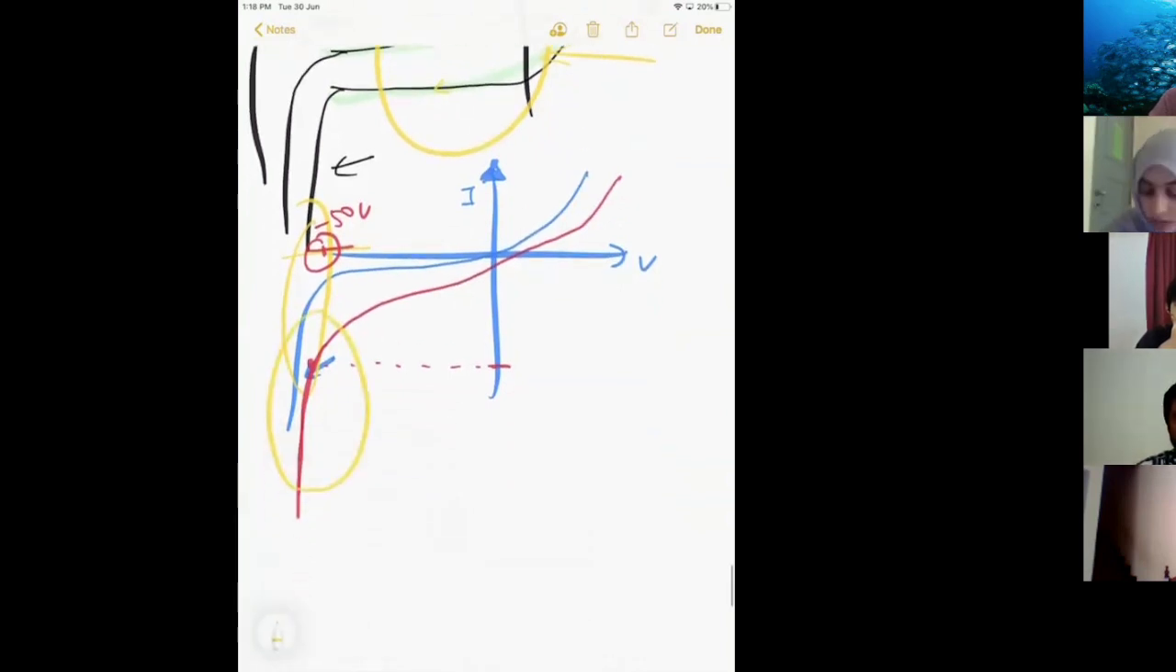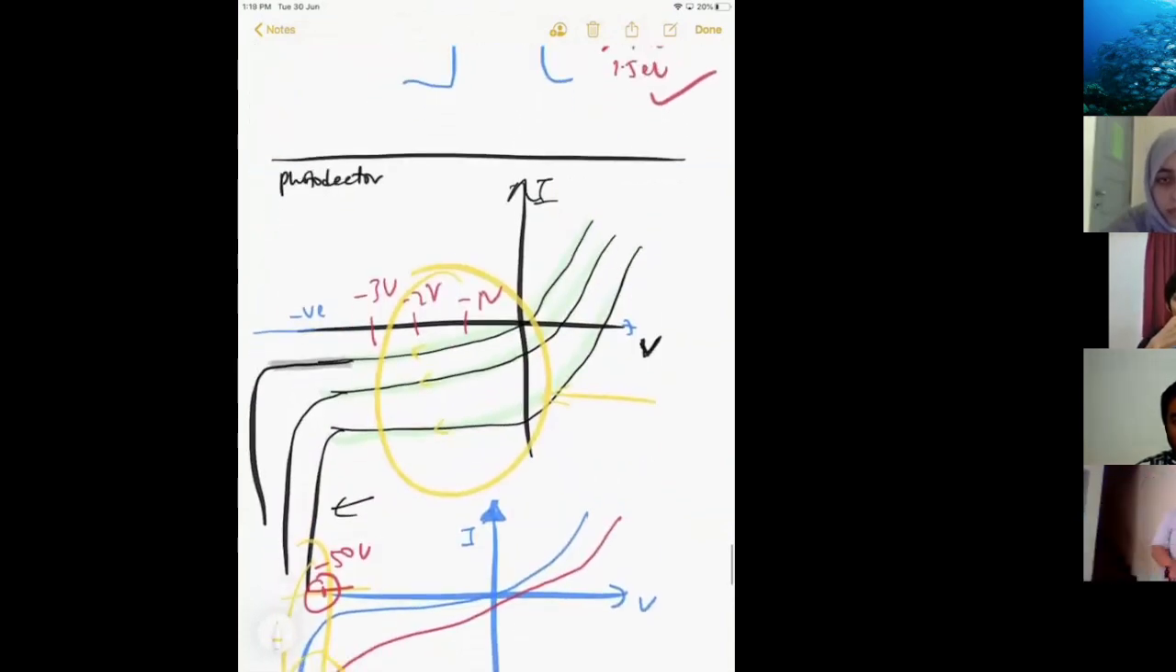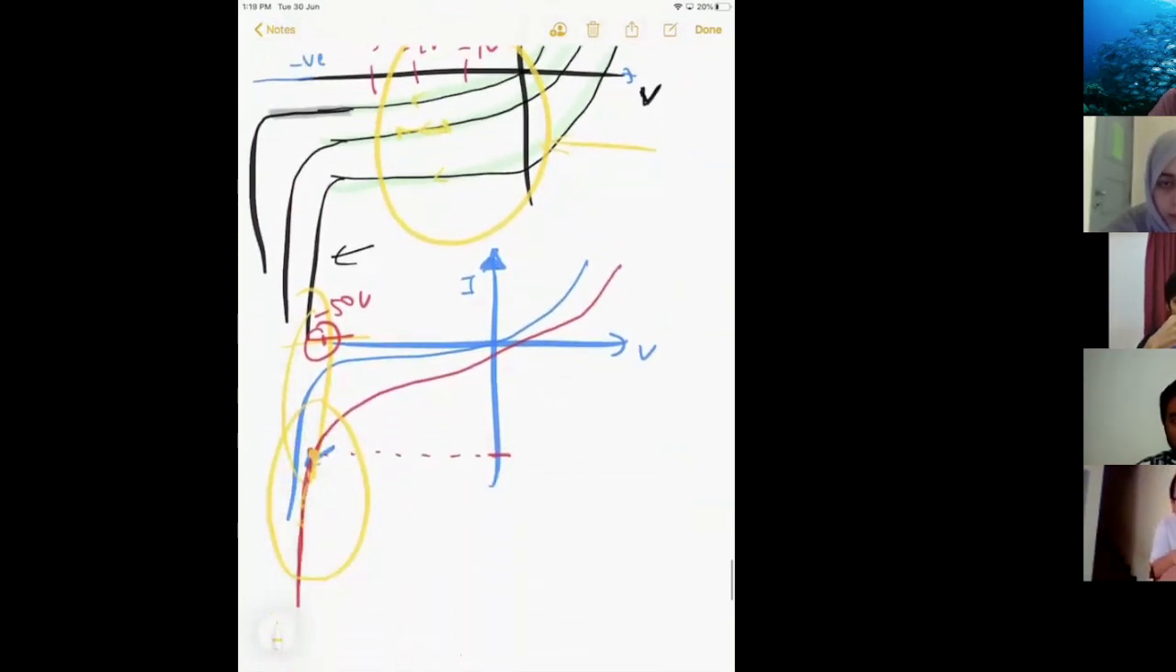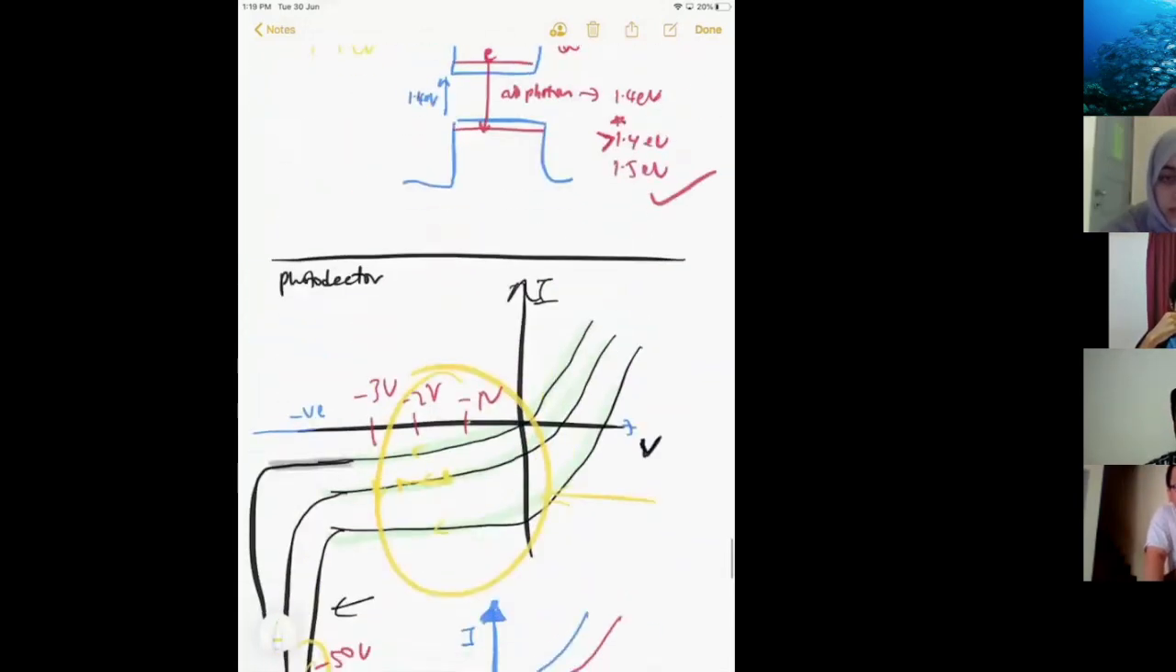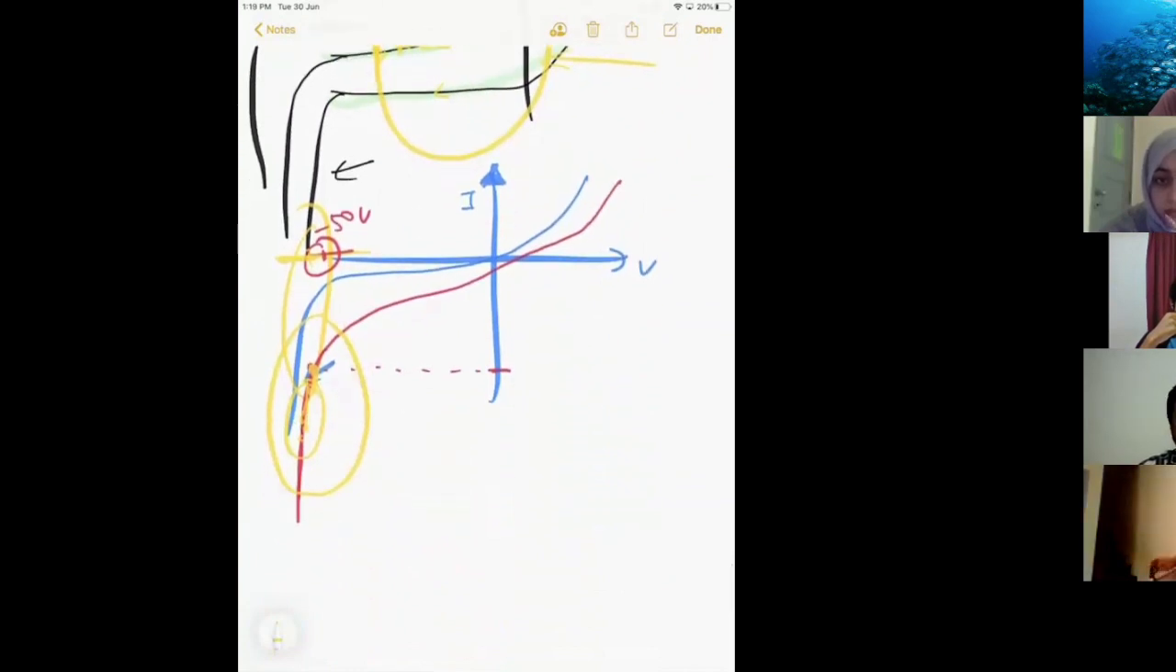This current can multiply very fast. So if you operate at this region, this voltage and this voltage, there is not much difference in terms of current. But if you operate at avalanche breakdown, at -51, you already get a lot of current. If it's not in the avalanche region and you change from -1 to -3, there's not much difference in current. But in the avalanche region, with only 0.5 volt, you already get a very high difference in current.